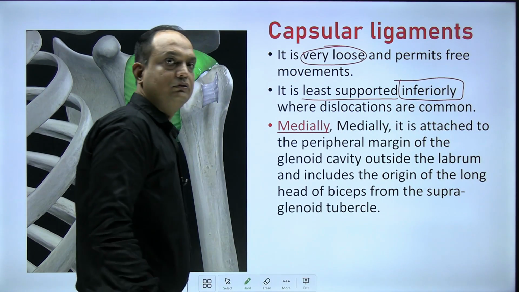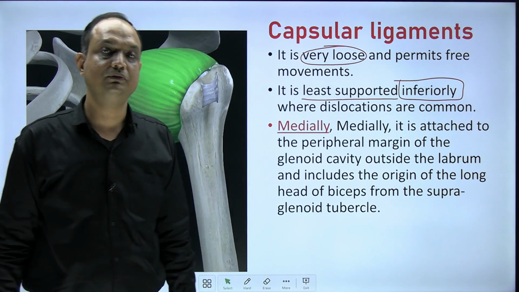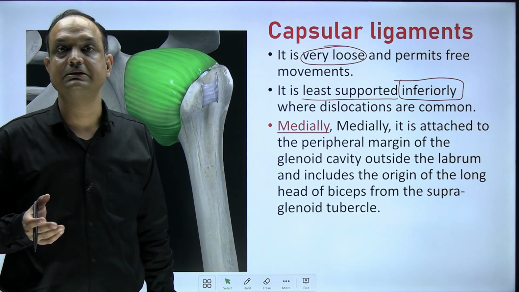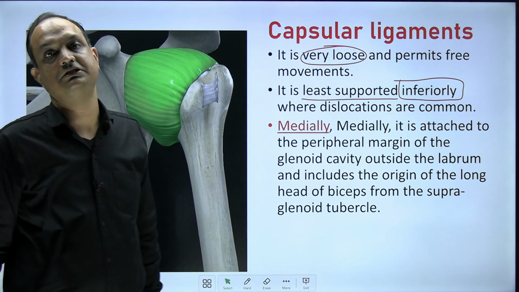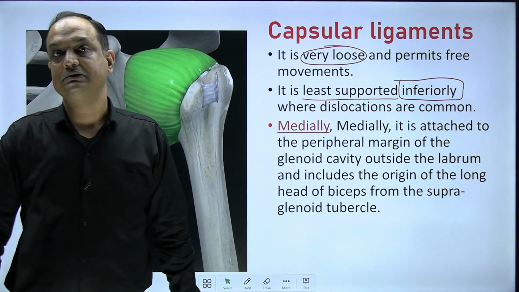Now in part 1 of my shoulder joint, I already told you that this question may be asked in your exam: which part of the shoulder joint is weakest? So always the answer is the inferior aspect of the joint. In this area, dislocations are very common.